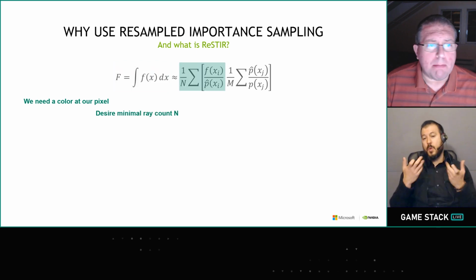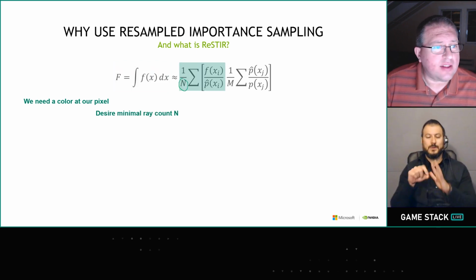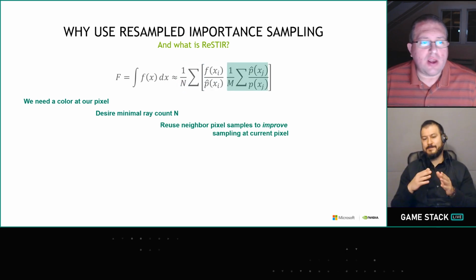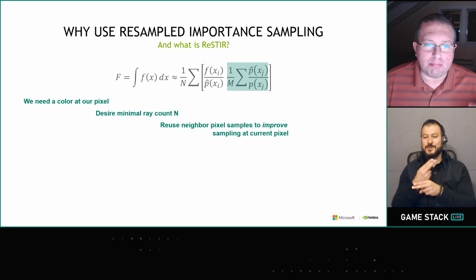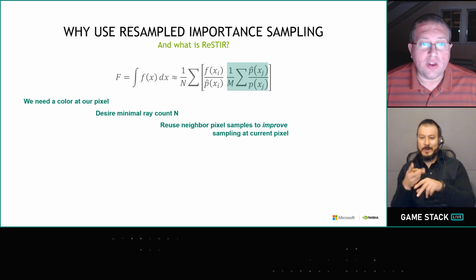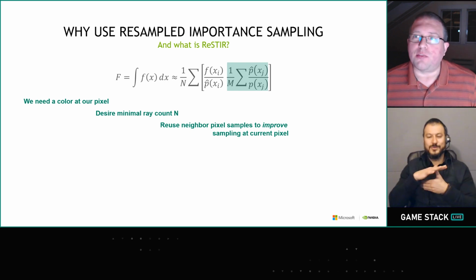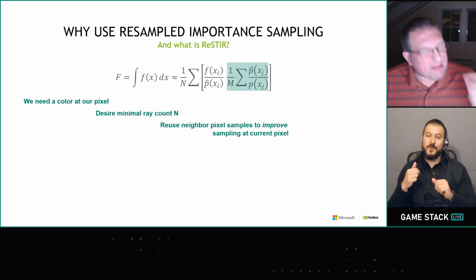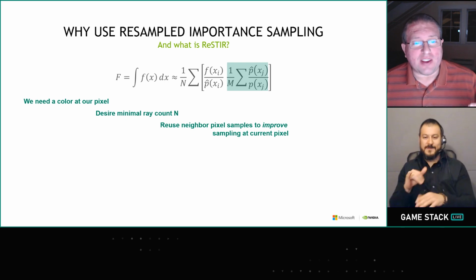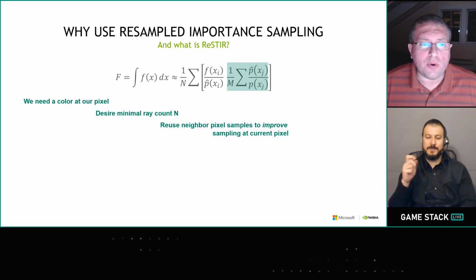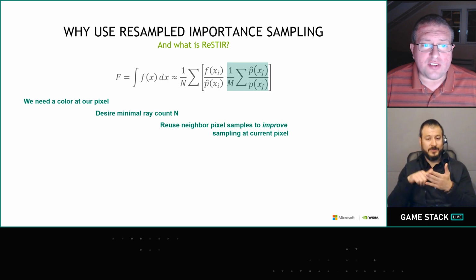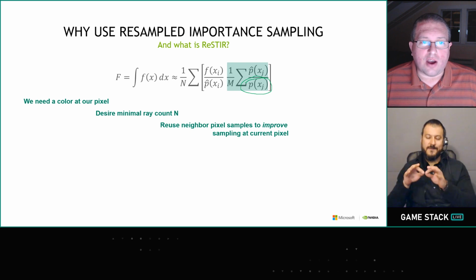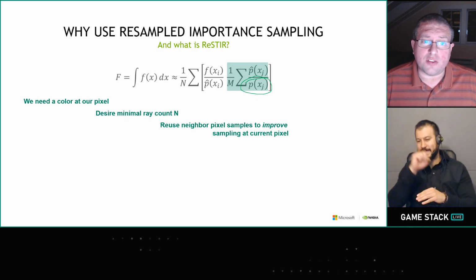What we want to do is minimize the number of rays that we need to sample, N, and we do that in the RIS estimator by reusing information, begging, borrowing, and stealing from our neighbors. So by leveraging the information from our spatial and temporal neighbors, we're able to improve the sampling at the current pixel. Now, an important thing to notice about this estimator is this density P is part of an importance sampling Monte Carlo estimate here in this green box.